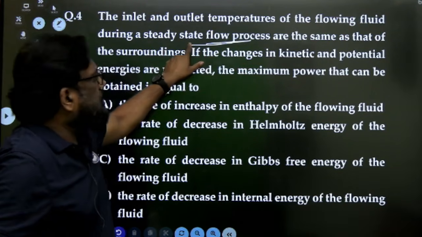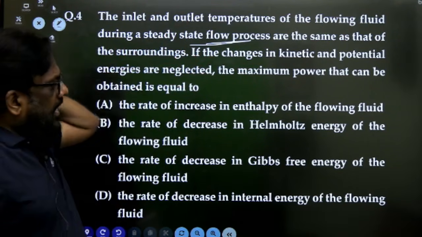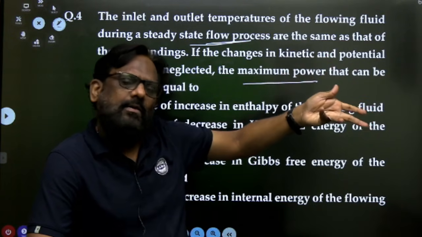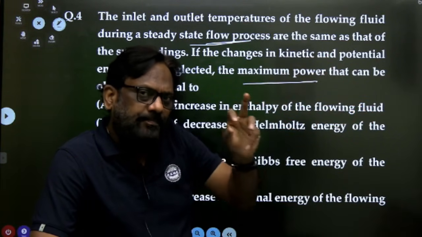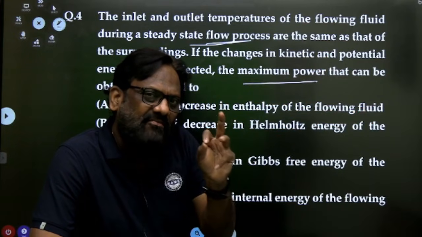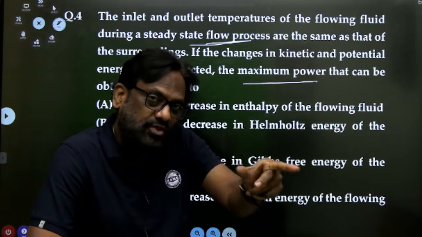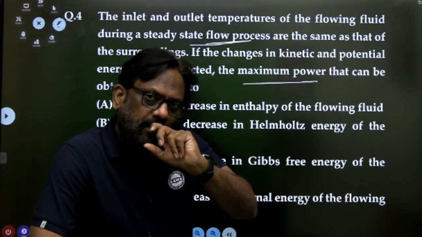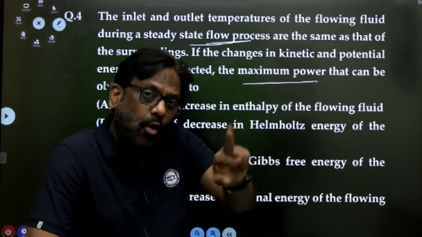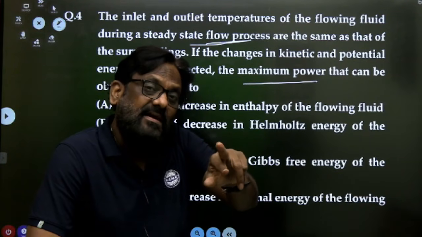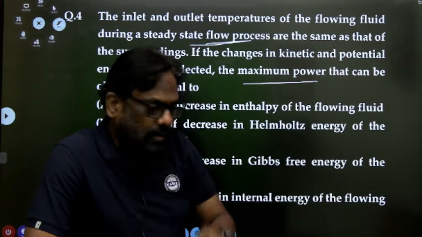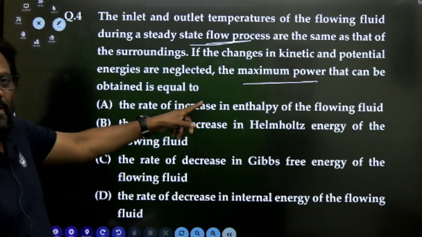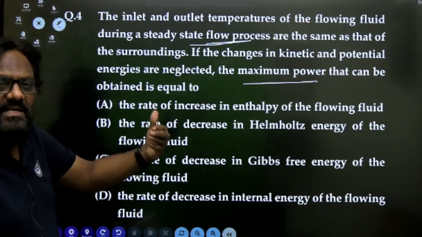It is a flow process, which means open system. And he is asking maximum power. What does maximum power mean? Maximum work. You know very well, for a closed system, maximum work is equal to change in Helmholtz function, F1 minus F2. And for open system, the maximum work is change in Gibbs energy, the Gibbs function. So tell me the answer. It is the rate of decrease of Gibbs free energy. Therefore the maximum power, since this is a flow, an open system, is the change in Gibbs function.